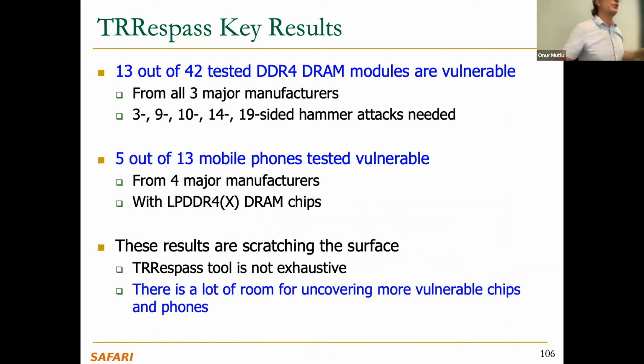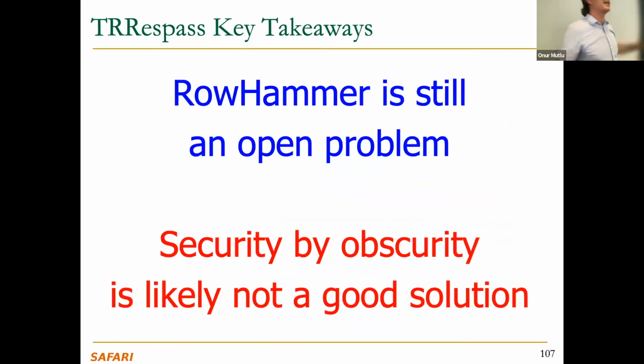But what did the industry do? As a result, our key takeaway was RowHammer is still an open problem. And we argued that security by obscurity is likely not a good solution. I still believe that, and industry is still going through the security by obscurity path. We're going to talk about the state-of-the-art solutions that are being implemented.